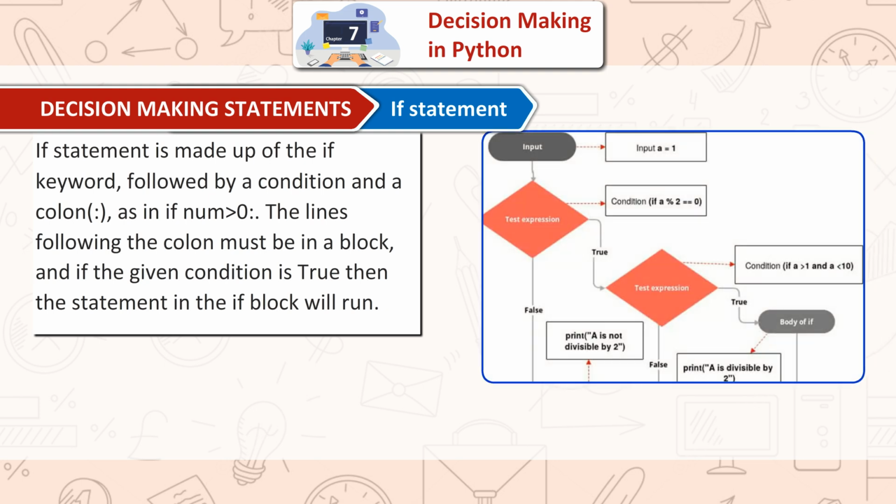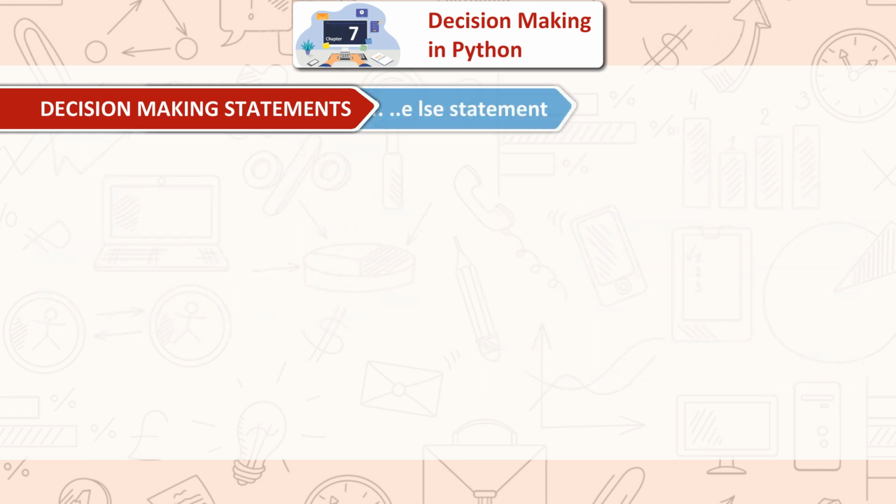The if statement is made up of the if keyword followed by a condition and a colon, as in if number greater than 0. The lines following the colon must be in a block, and if the given condition is true, then the statement in the if block will run.